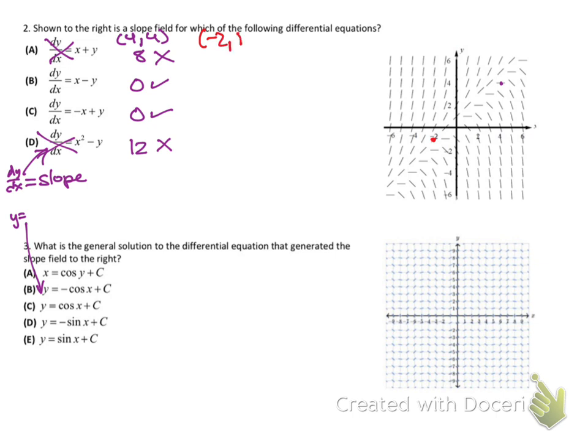And I know already that A and D are not my answers, so I'm just not even going to bother with those. If I plug -2, 1 into B, I get -2 minus 1 equals -3. That doesn't actually look very good because at -2, -1, I have a positive slope. So I'm hoping that C works out. If it doesn't, got to go back and check my math.